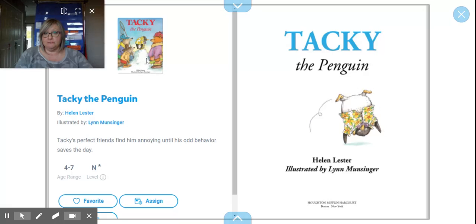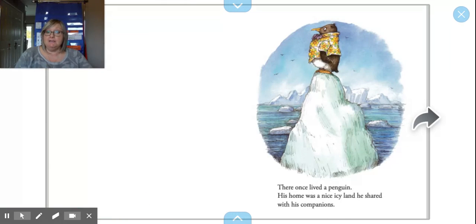When I look at the cover, which is right here, I see, obviously, Tacky, and I'm guessing he's going to be important in the story because he's in the title. And I see a couple of friends or people standing around him. So I'm thinking that maybe these are his friends, or maybe these are people or animals that are upset with him for some reason. I don't really know. I'm going to have to read more to get some information. So let's take a look at our book.